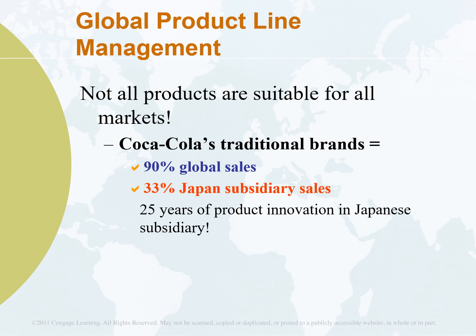Coca-Cola's traditional brand equals 90% of global sales, but only 33% of Japanese subsidiary sales. In Japan, they are not buying all those Coke products. 25 years of product innovation in the Japanese subsidiary. They innovated and created many other Coca-Cola products. Okay.